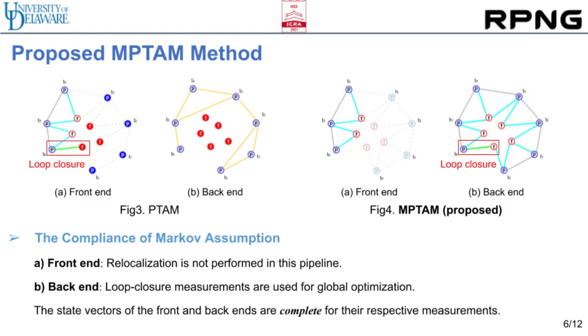So in order to overcome those issues, we propose our Markov solution, MPTAM. Here, because the front end has no information about any past state, our front end will no longer do relocalization. Instead, the loop closure measurement will be used for global optimization in the backend, where we will have sufficient information about both past state and current state. In this way, the state vector of the front end and backend will be complete for processing their respective measurements.